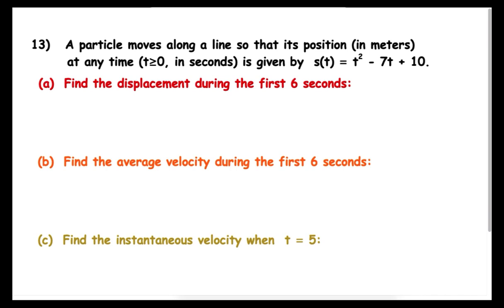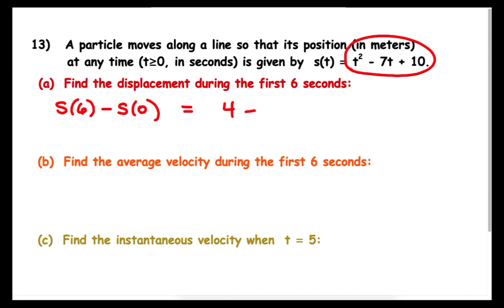So the displacement in the first 6 seconds will simply be S of 6 minus S of 0. What is S of 6? If you plug a 6 in here, you're going to get 36 minus 42 plus 10. That'll be 4. Minus, and I think it's easy to see if you plug a 0 in, you're going to get 10. And so the displacement is negative 6 meters. Remember, we're in meters here.